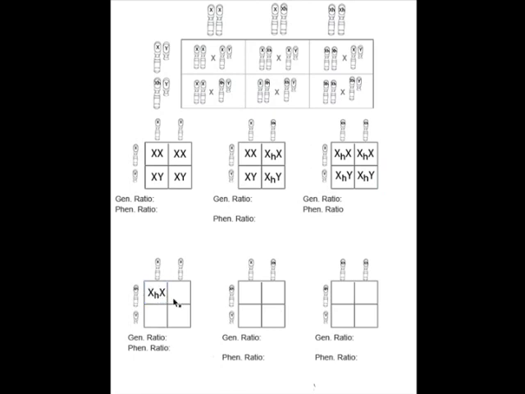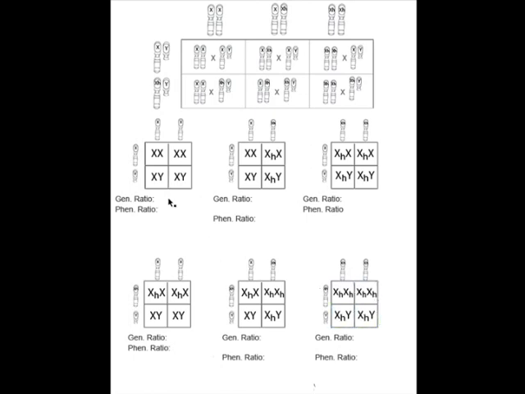Here we've got an X and an XH. Here we've got another X and an XH. We've got an X and a Y and an X and a Y. An X and an XH. An XH and an XH, an X and a Y, and an XH and a Y. XH, XH, XH, XH, XHY, XHY.